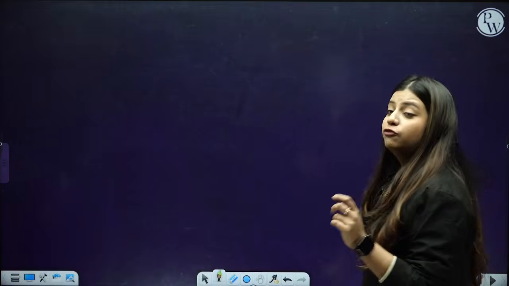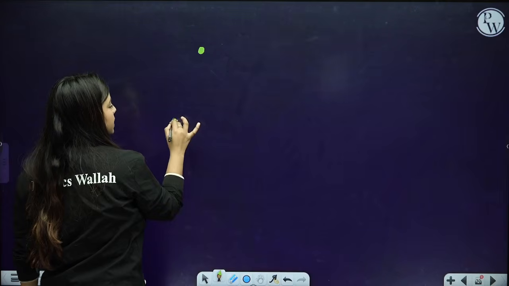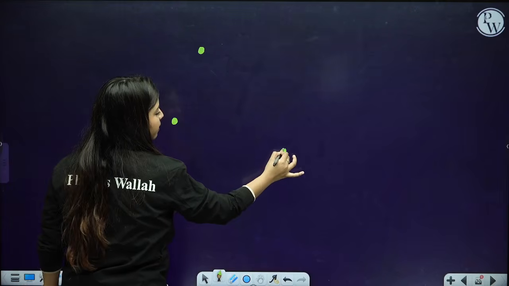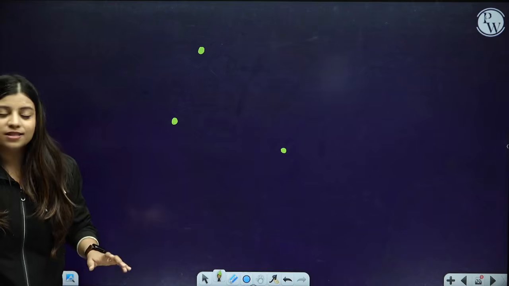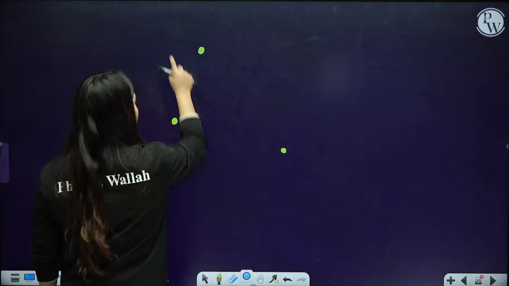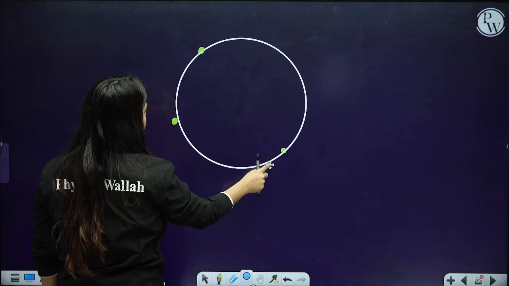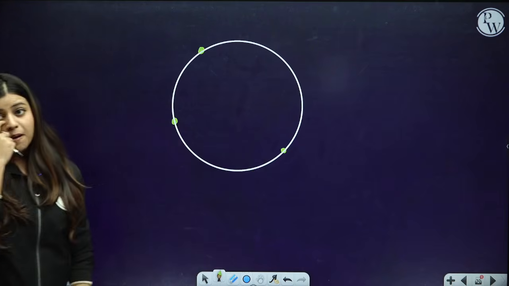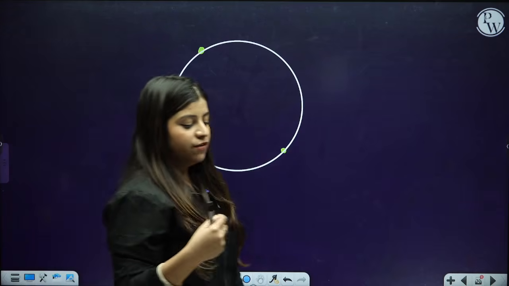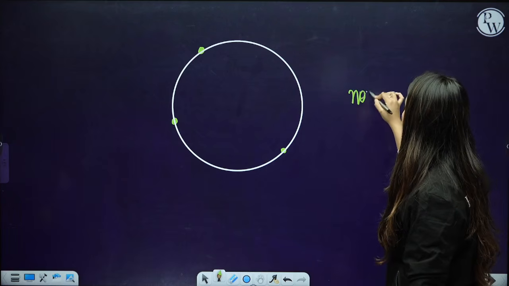But what if we have 3 non-collinear points? Non-collinear points means one like this, second like this, and third like this. That means all 3 of them are not on the same straight line. So how many circles can now pass through them? As we can see, one and only one circle can pass through 3 given non-collinear points. These 3 points are non-collinear.